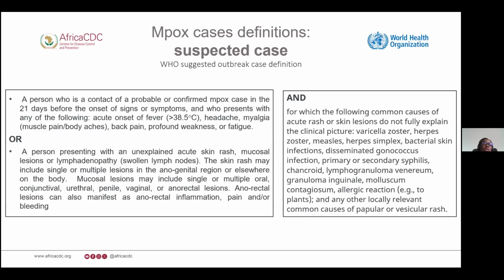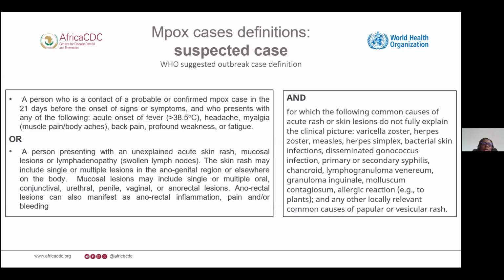In epidemiology, we work with case definitions. These are definitions that are standardized so that in the north, south, or center region, we all know how to identify a suspected case, a probable case, and a confirmed case. WHO suggested definitions that are adapted locally by the country. We're now going to see the definition of a suspected case.